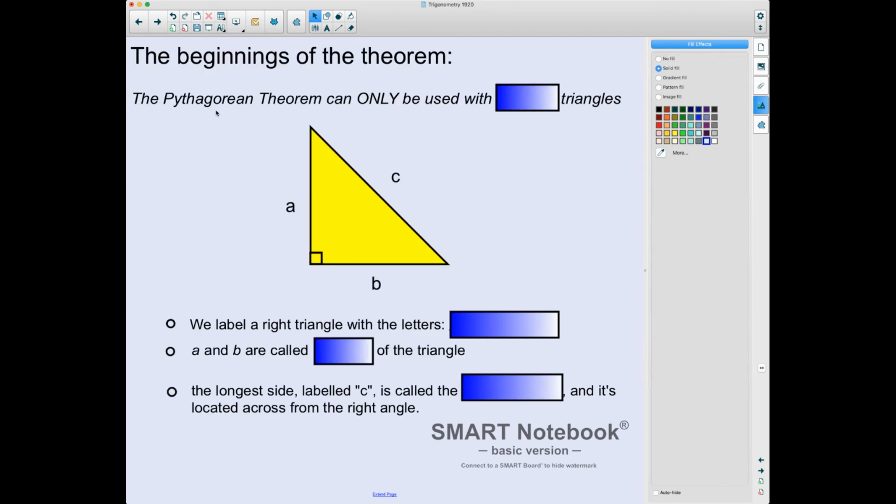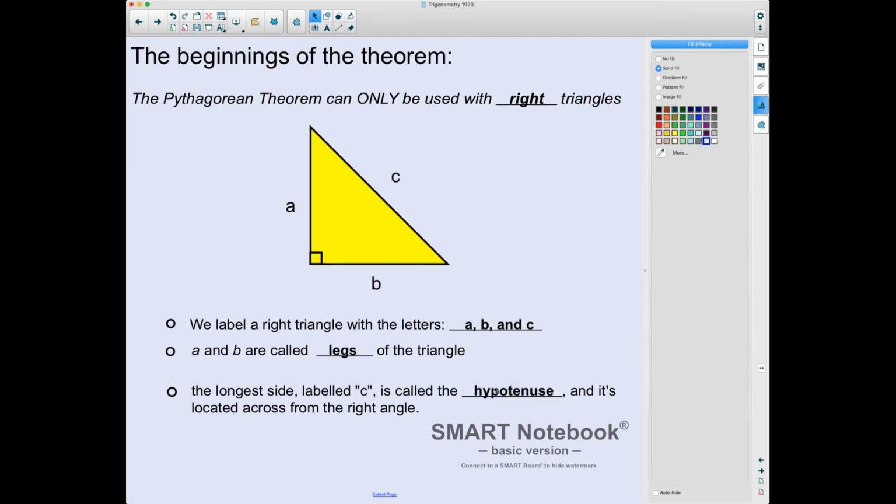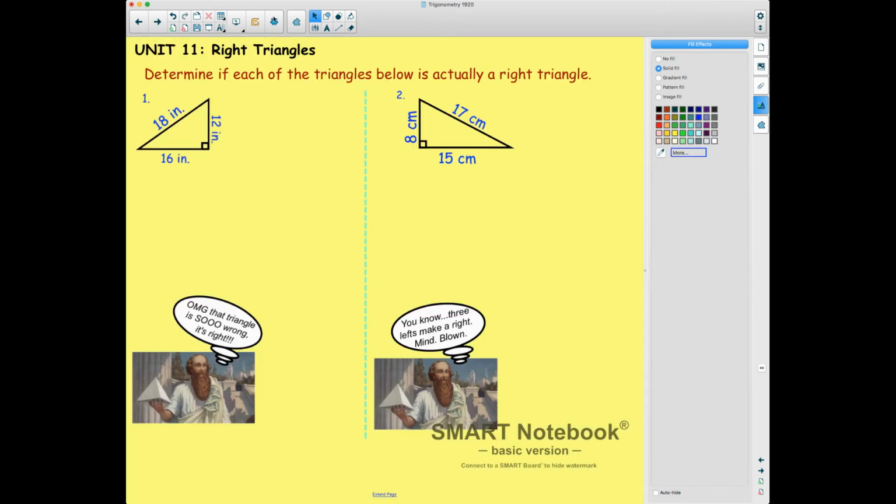When Pythagoras developed his theorem, he only used it with right triangles because it doesn't apply to any other type of triangle. And we label the right triangle with letters A, B, and C. A and B are the legs, and the longest side is called the hypotenuse. And it's located across from the right angle. That's all the basics. Let's get to work, people.